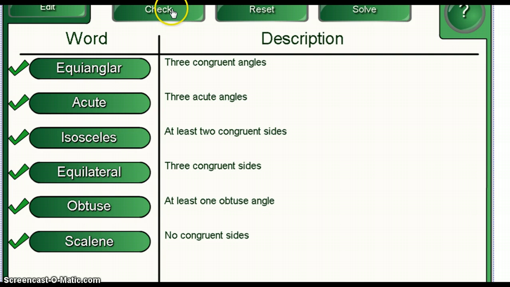All right, hopefully that was somewhat of a review. One thing to keep in mind is that angles and sides correlate.